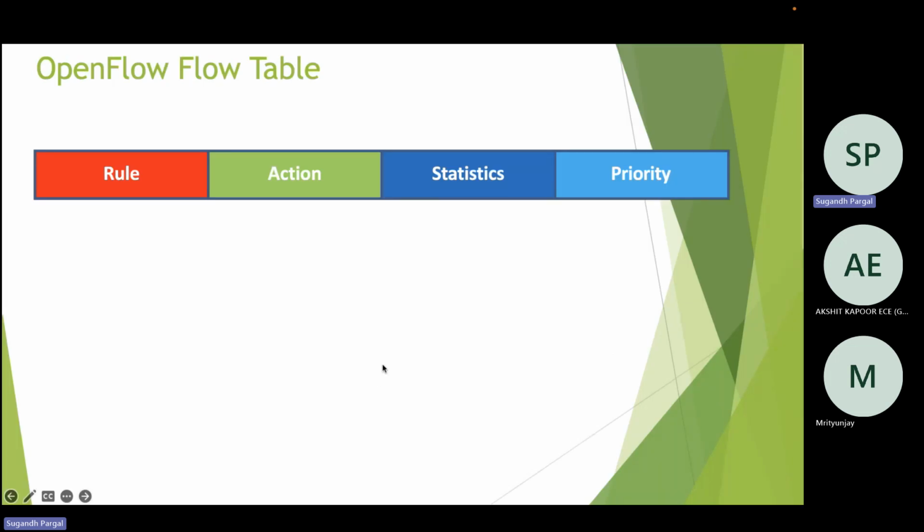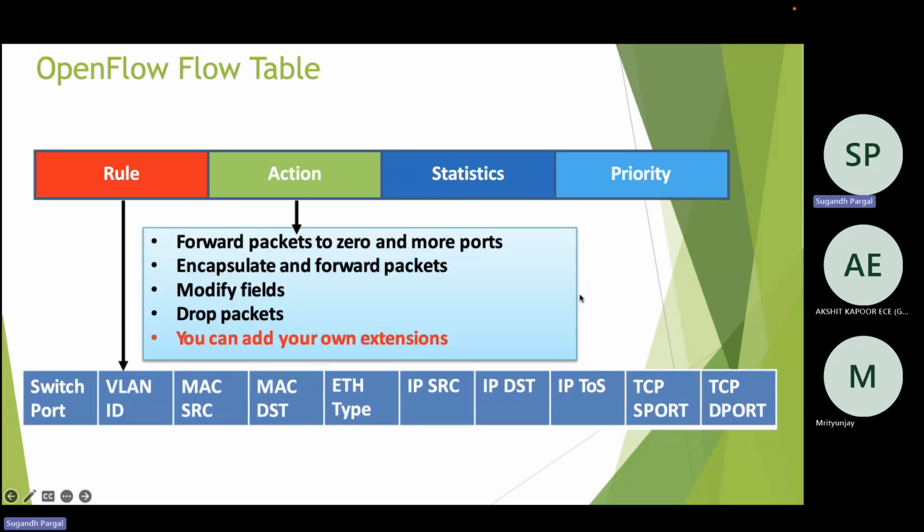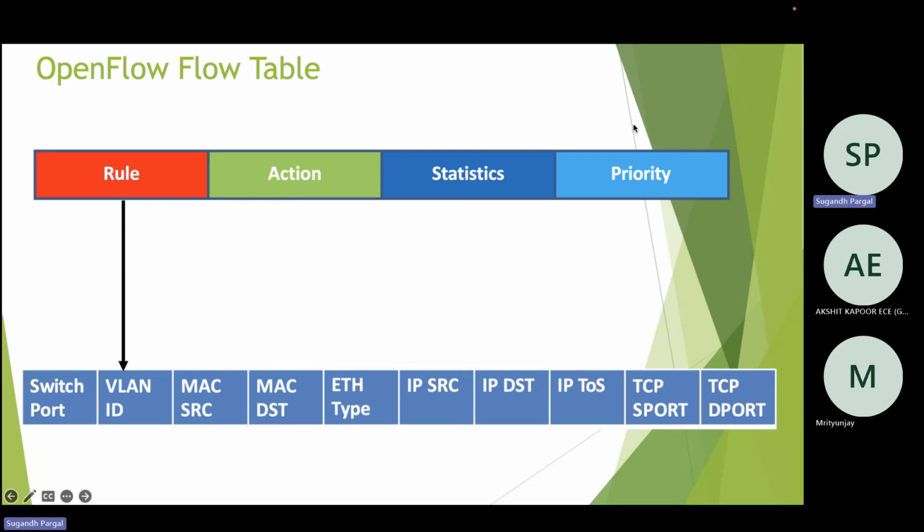So there are four categories in an OpenFlow table, that is rule, action, statistics, and priority. The rule holds the exact match in OpenFlow, that is the switch port, MAC of the source address, then MAC of the destination node, then the Ethernet type, then IP of the source and IP of the destination, then IP ToS and TCP source port and TCP destination port. All this information is stored as a rule for a routing table or OpenFlow table.